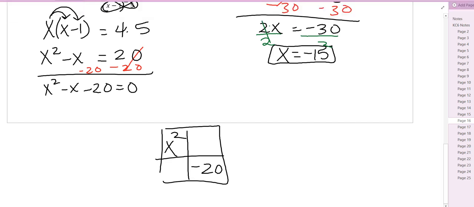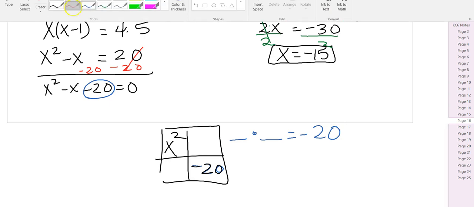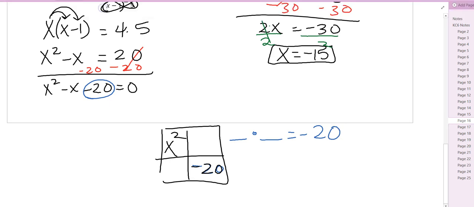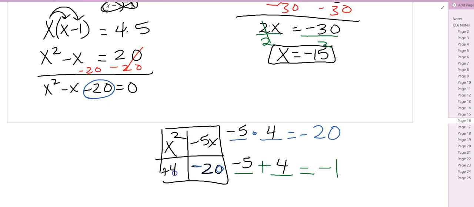So remember, negative 20 here. So this is my negative 20. I need 2 numbers that when I multiply, I get a negative 20, and then when I add those same 2 numbers, I get a negative 1. All right, so the only numbers that are going to work there would be a negative 5 and a positive 4, right? Those are the only 2 numbers that would work in both scenarios. So this is going to be negative 5x. This is going to be a positive 4x.